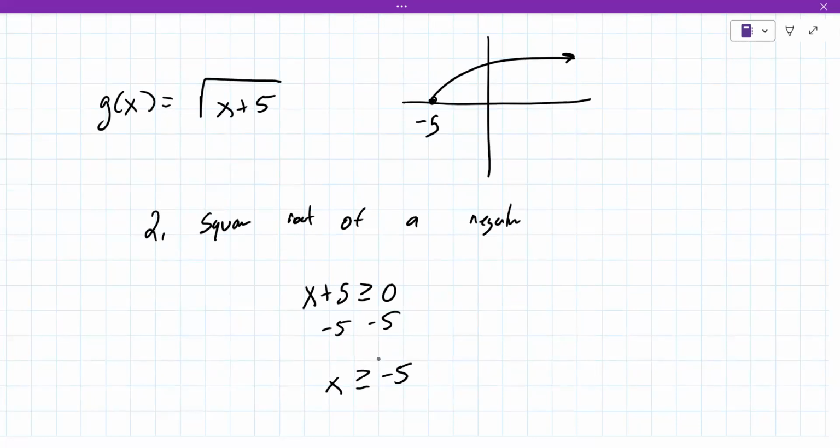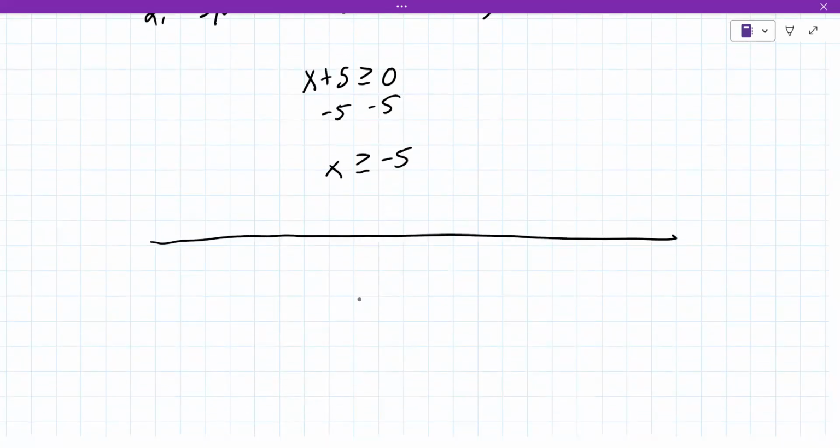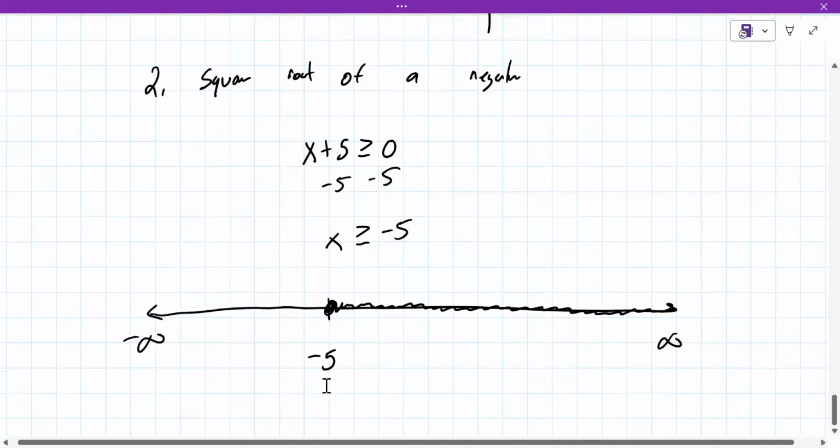All right. And so here's what that means. If I were to draw a number line going on forever, minus infinity to infinity, I have to start at -5, but I can go to the right forever. Is that okay? Yeah, that's okay. Okay. So we start at -5, we go to the right forever.